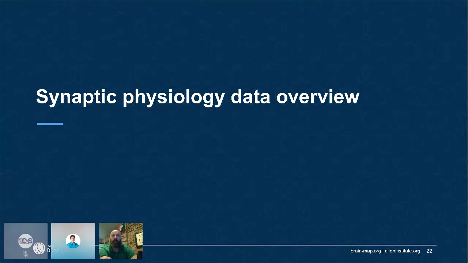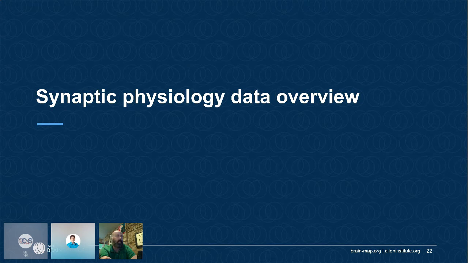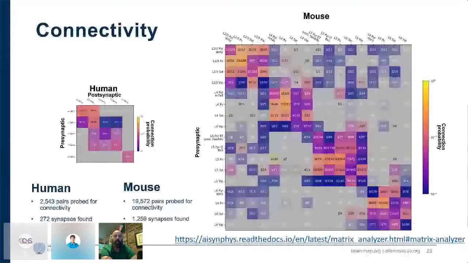So what are the data types produced by the Synaptic Physiology Project? The most commonly reported, but perhaps the one in which physiological methods are most ill-suited to estimate, is connection probability. Here is a view of the connectivity data. Allow me a moment to help you understand what you're looking at.